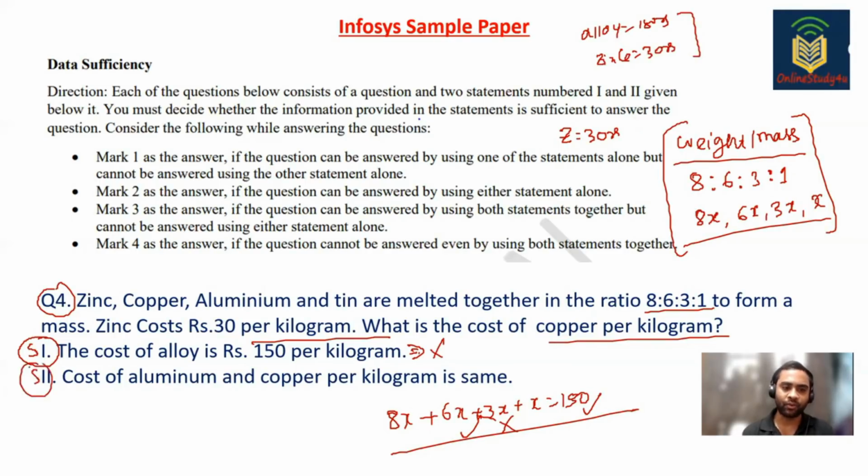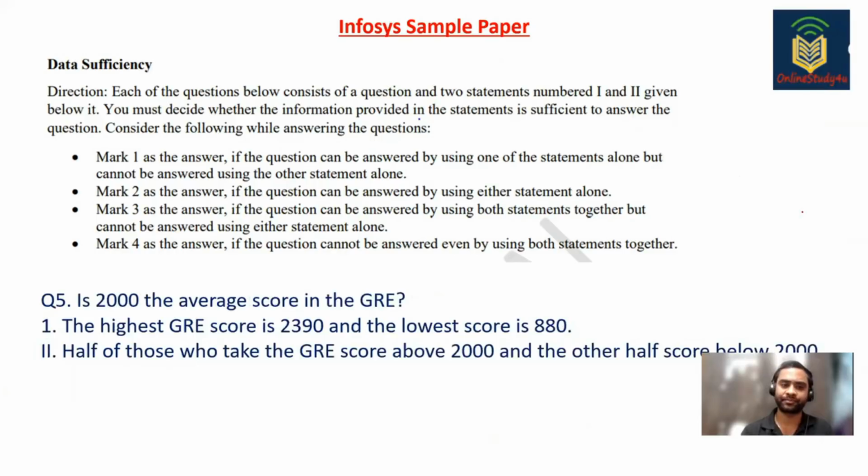Then statement 2: the cost of aluminium and copper per kilogram is the same. But if we came to know what it is, then we could do something. That also has not been given. There is very minimal information given, and with that statement we cannot do anything because the data has been given in terms of weight or mass.